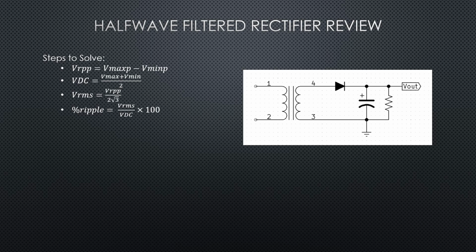We can then calculate the RMS voltage. We've got ripple peak to peak divided by 2 times the square root of 3. And our percent ripple is calculated by dividing the VRMS by VDC and then multiplying that by 100.